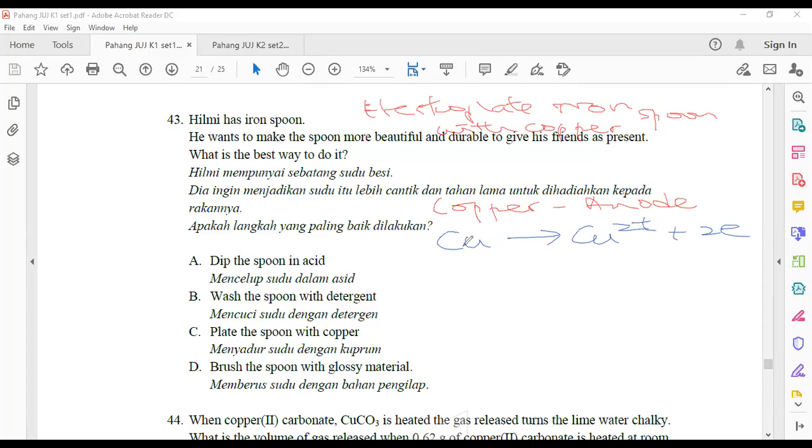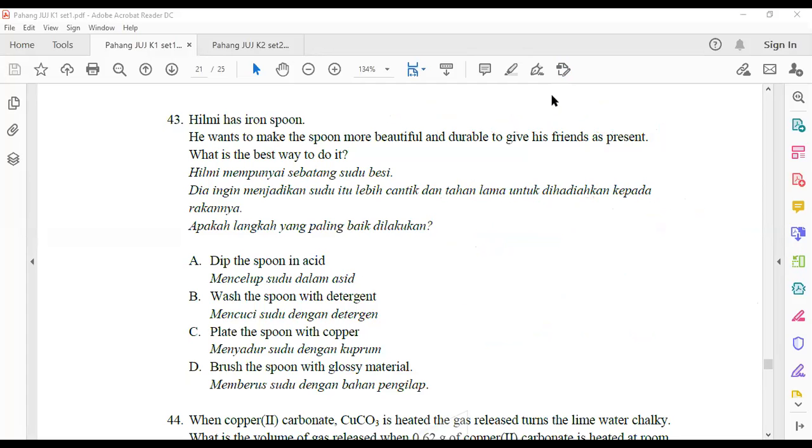So now at the iron spoon, what will happen? This is at the cathode now, where the iron spoon is. What is the half equation at the cathode? Okay, now the copper 2 ion will gain electrons to form the copper atom. Therefore, the iron spoon will have a layer of brown coating on it. Okay, so this is about our electroplating. Please know about it, important.